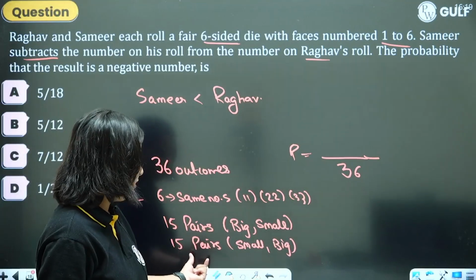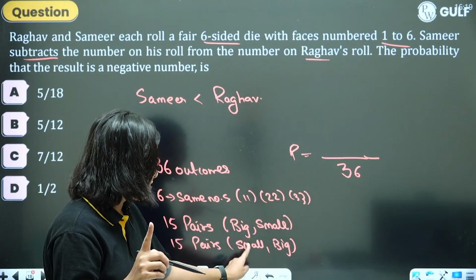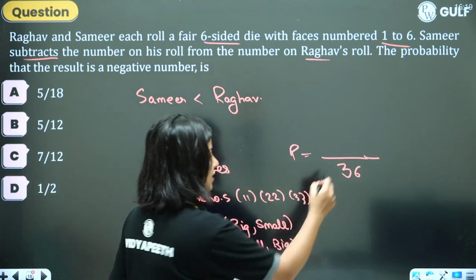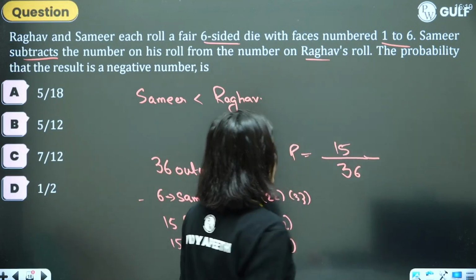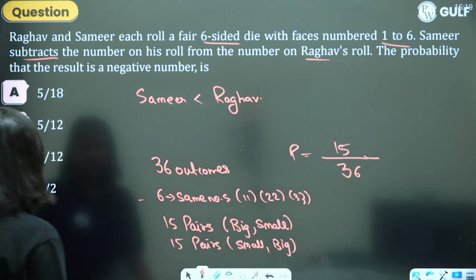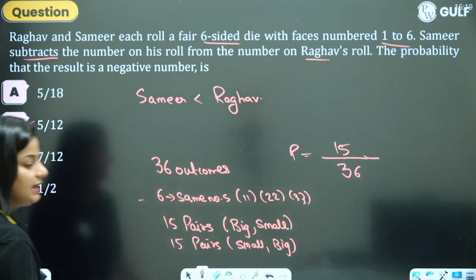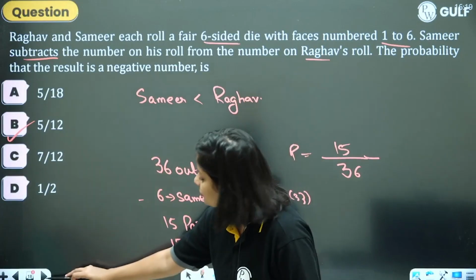So 15 cases are there in which Samir will have a smaller number, whereas Raghav will have a bigger number. 15 by 36, 3 5s and 3 12s. 5 by 12, that is option B is the right answer for this question.